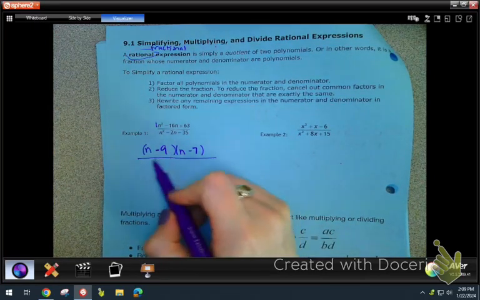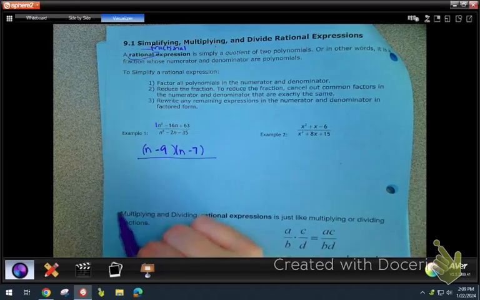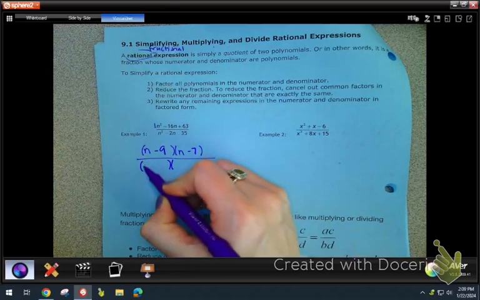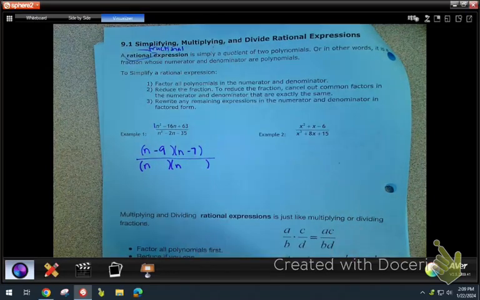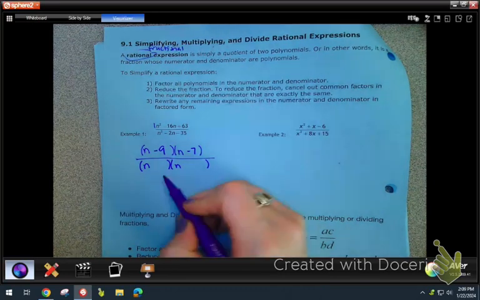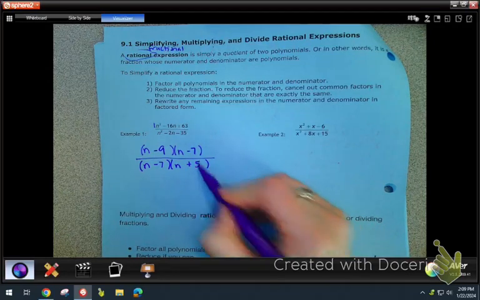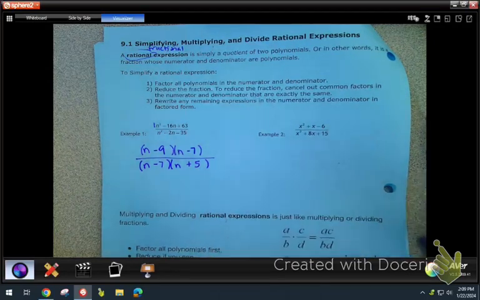Now, let's look at the denominator. N squared minus 2n minus 35. Well, also easy factoring. I know I'm going to start with n times n. Still doing a number puzzle. I'm trying to get to negative 35 and add to be negative 2. What kind of 7 and 5? Negative 7, positive 5.